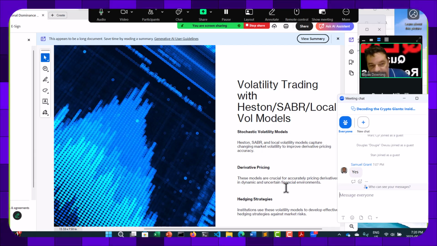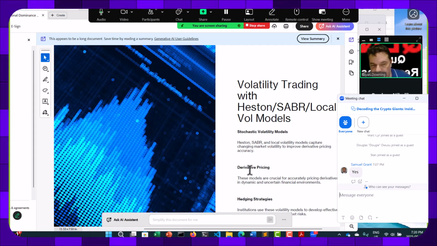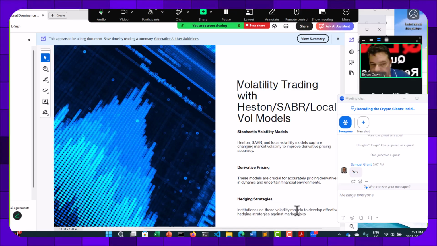There's also derivative pricing. This is really crucial because they have to be sure that they're accurate, especially in the world of derivatives, which obviously is options and futures. It has to be dynamic, and a lot of times it changes so fast. There's a lot of uncertainty involved. And one of the ways they protect themselves is with hedging strategies. So they're going to have, let's say, volatility models to develop effective hedging strategies against these different market risks.